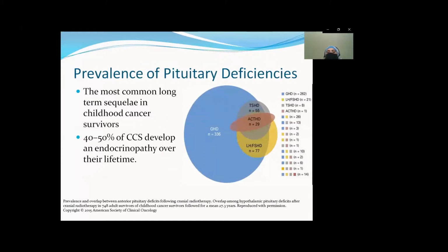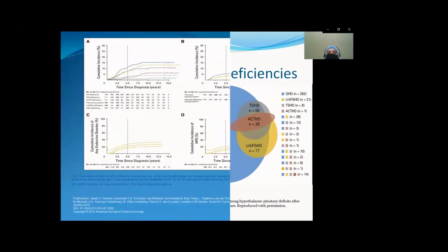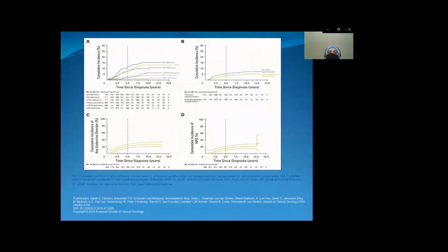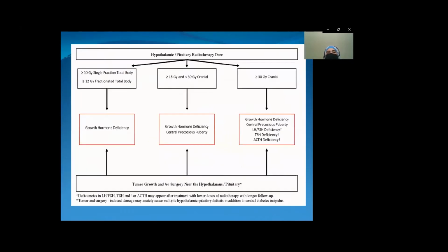This slide shows you the prevalence of pituitary deficiencies in adults who were childhood cancer survivors and also received intracranial radiation. And you can see that although multiple pituitary hormone deficiencies are quite common, growth hormone deficiency is the most common abnormality in such patients. And this slide shows you the same issue, that as we move away from the diagnosis, the risk of hormone abnormalities continues to rise.